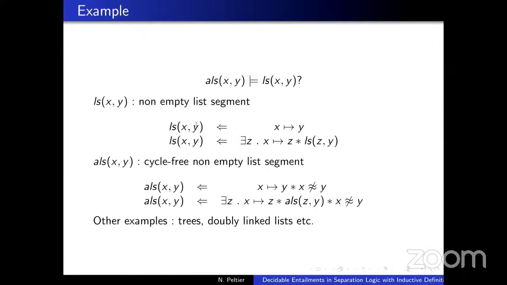As an example, we can define the list segment from x to y here using these rules that are here, and we can also, by adding appropriate disequalities in the definition, define list segments that are non-cyclic. And we can ask whether a non-cyclic list is also a list. And of course, we can define many other examples, such as trees, doubly linked lists, and so on.